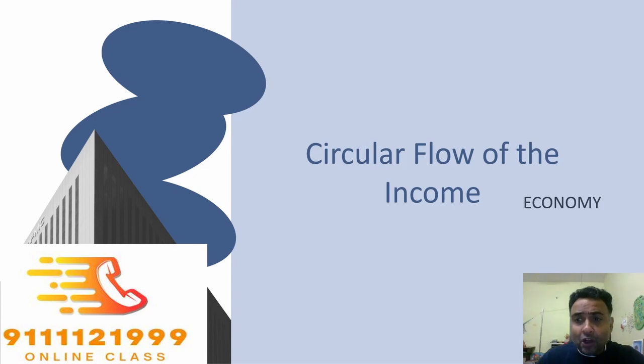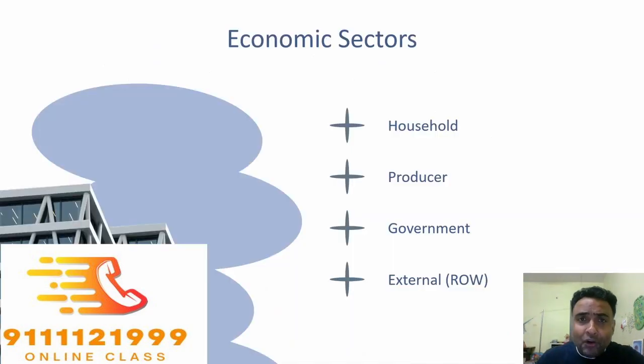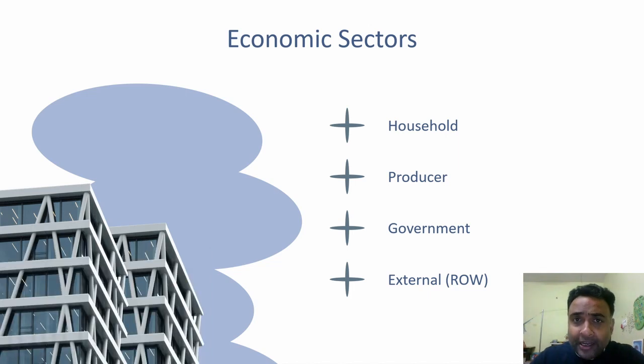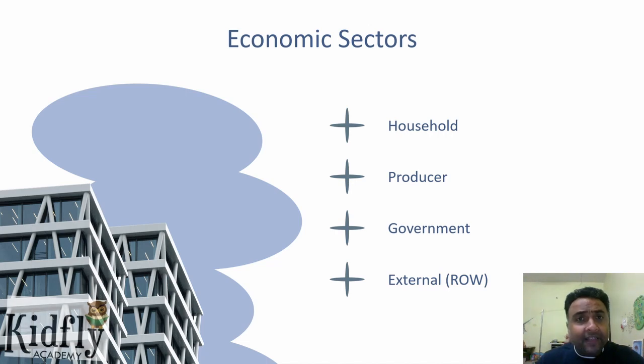So moving ahead with the topic, there are four different sectors in the economy which are involved in the economic activities, as the income is moving from one sector to another sector. These sectors involve the household sector, producer sector, government sector, and the external sector, known as the rest of the world. When we say this economic activity takes place in a closed economy, that means we are including three important sectors which are household, producer and government.